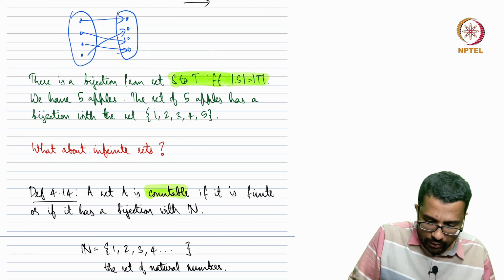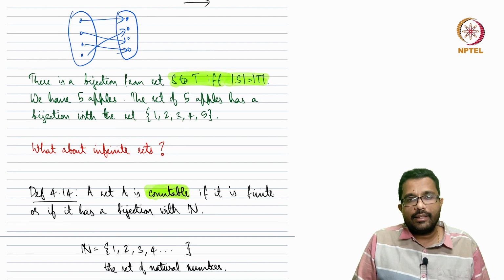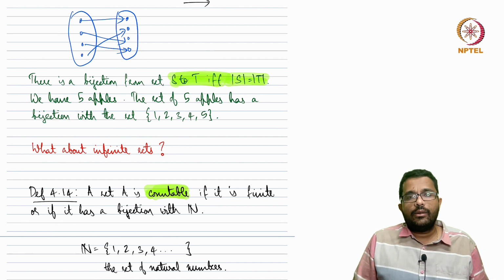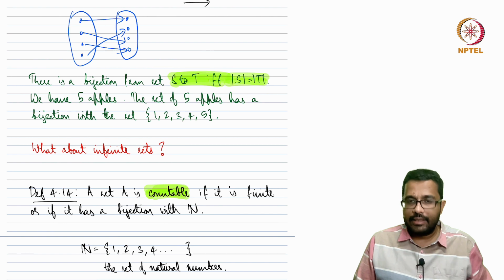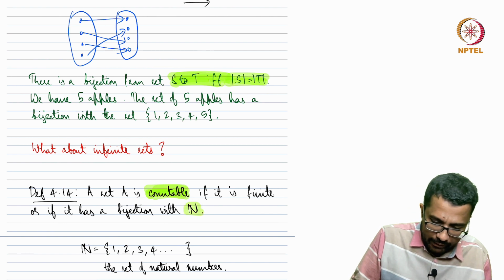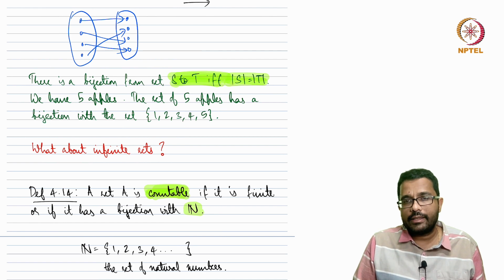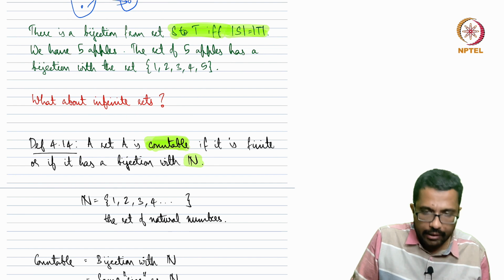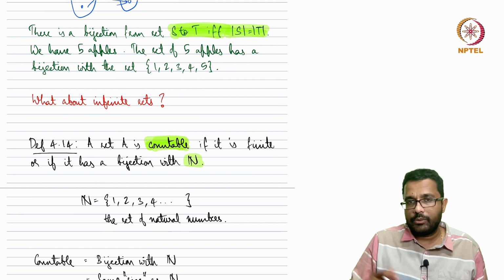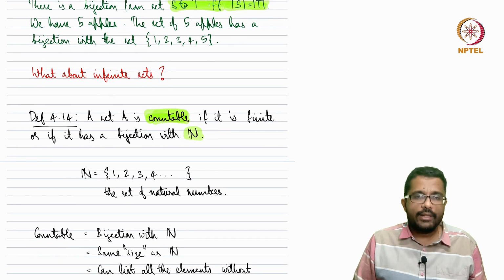So we say that a set A is countable if there are two possibilities. One is that it is finite, and two is that it has a bijection with the set of natural numbers N. So a set A is countable if it is finite or if it has a bijection with the set of natural numbers. The set of natural numbers is simply 1, 2, 3, 4 up to infinity, starting from 1.